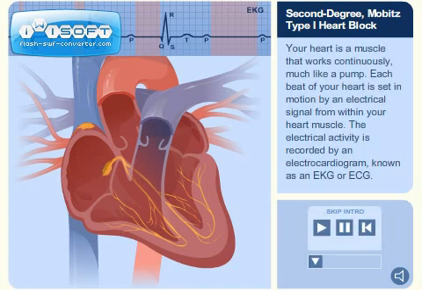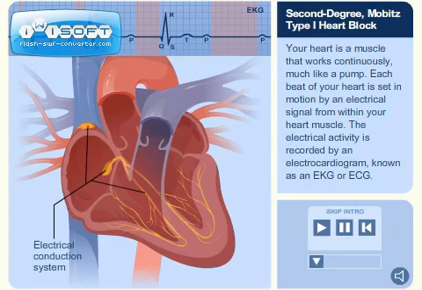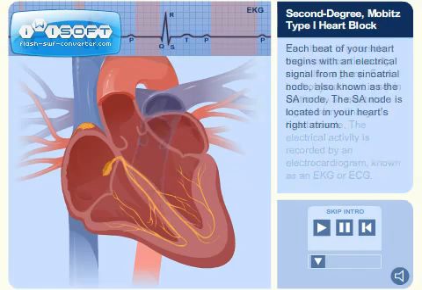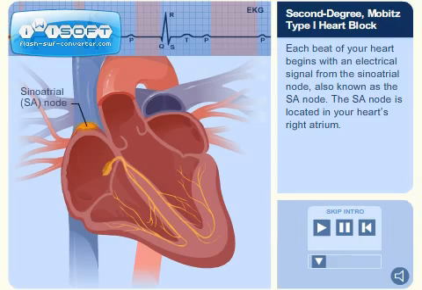Your heart is a muscle that works continuously, much like a pump. Each beat of your heart is set in motion by an electrical signal from within your heart muscle. The electrical activity is recorded by an electrocardiogram, known as an EKG or ECG. Each beat of your heart begins with an electrical signal from the sinoatrial node, also known as the SA node.